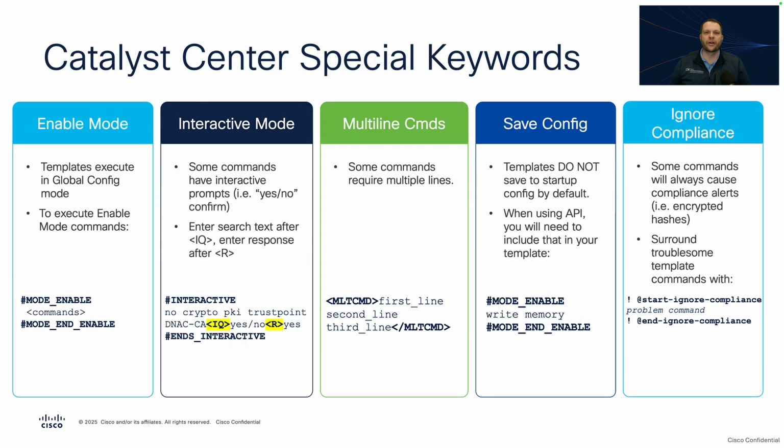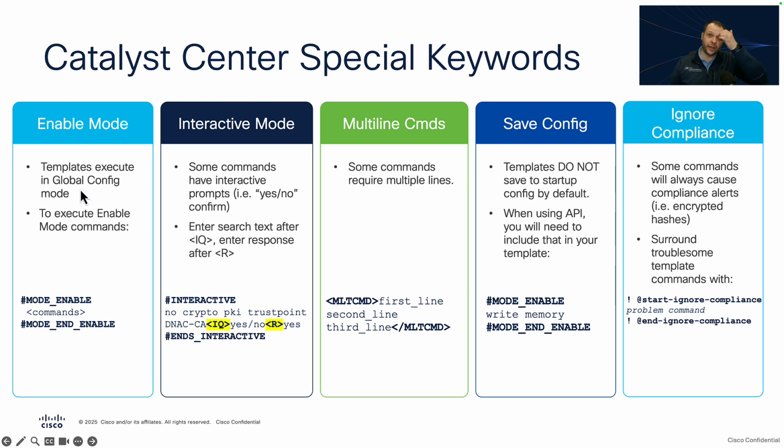So next we're going to talk about some special keywords that Catalyst Center has for Jinja templates for taking certain actions. Now these are specific to Catalyst Center. They're not part of the Jinja templating language, and in fact they work in both Jinja and in Velocity. But these are special keywords that are programmed into Catalyst Center's templating engine, and they tell it to take certain special actions. The first example is enable mode.